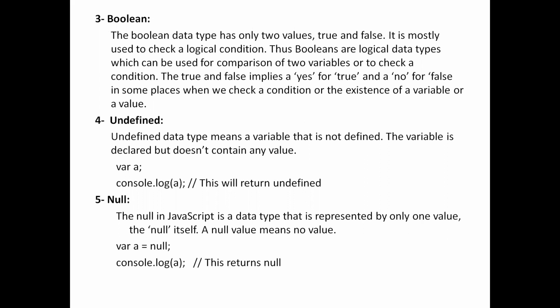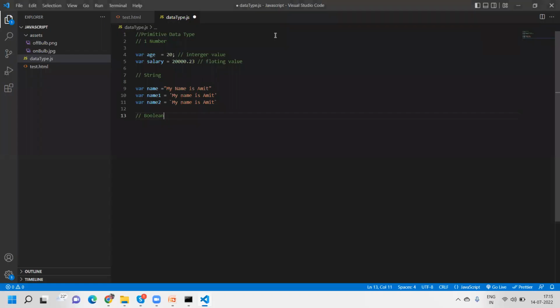A logical condition is written in two states, true or false. Only two states will be returned by the Boolean data type. If you check any condition, it returns either true or false, right? So you should define it like this.